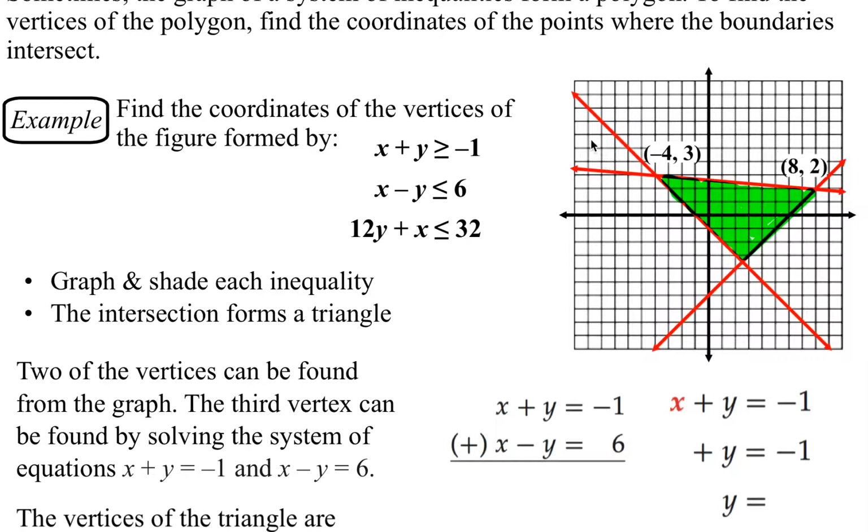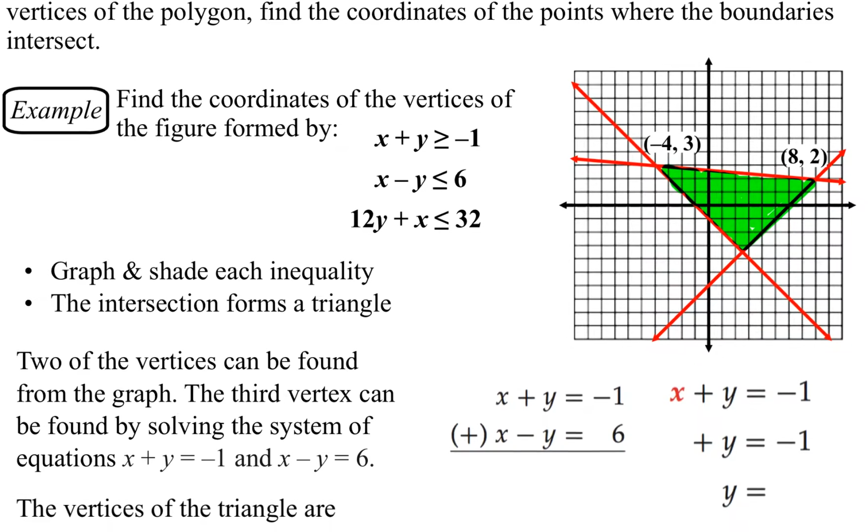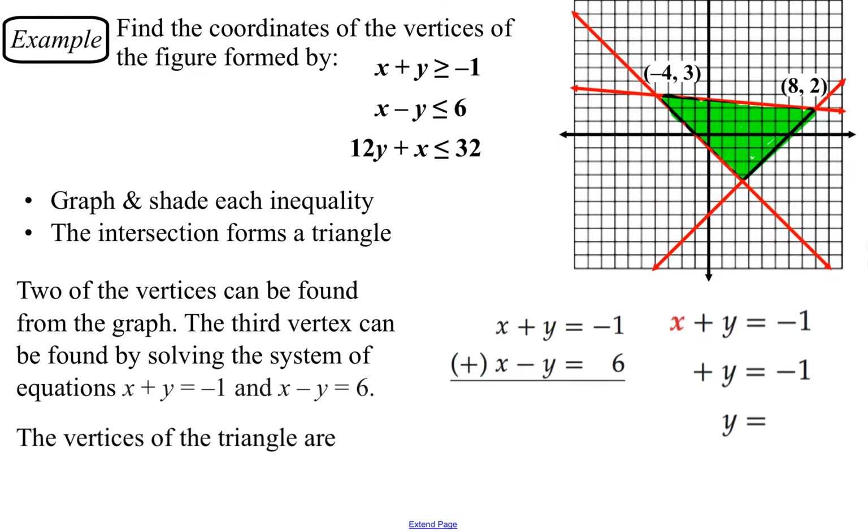The negative 1 slope is right here, so that represents the first inequality, crosses at negative 1 right here. The second inequality crosses at negative 6 down here, so that's this line right here. These are all solid lines. And then the top line here is the 12y plus x less than or equal to 32. So it's real easy if you graph carefully. These two crossed exactly on a point, so we can get those two vertices easily enough.